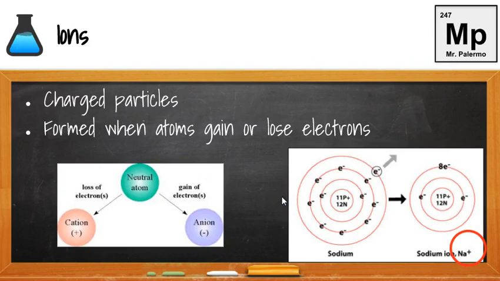Ions are charged particles, and they are formed when a neutral atom either gains or loses electrons to form these charged particles. So if you're a neutral atom and you lose electrons, that means you're losing negative charges. So you become more positive and you form a cation. If you're a neutral atom and you gain electrons, that means you're gaining negative charges, and therefore overall you have more negative charges, so you form a negative anion.